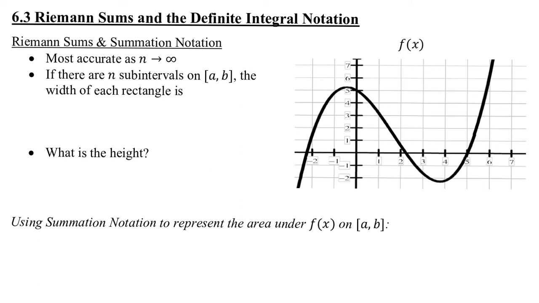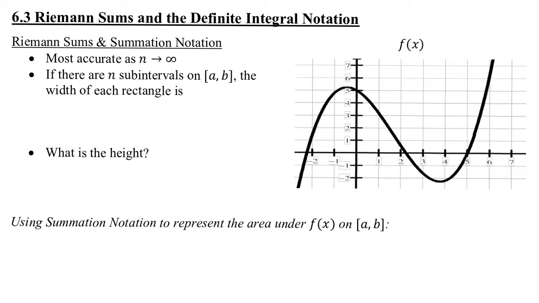Okay, 6.3 Riemann sums and the definite integral notation. We're still considering the area under the curve just like we were last time, but we're trying to get a more definitive or a more accurate answer for the area under the curve. So let's consider this curve over here.